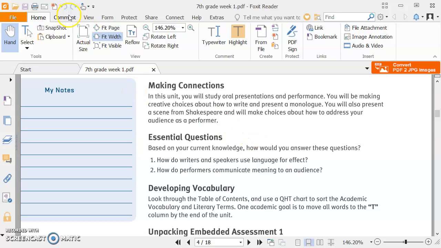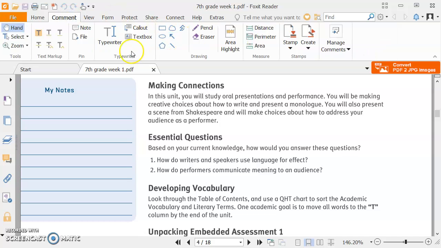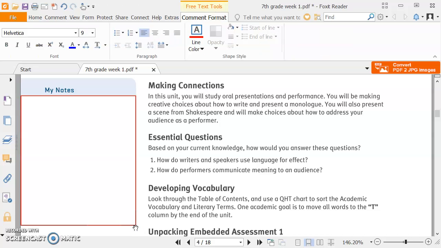So, as I showed you before, under this comments section, you could go to text box, and here is a space that says my notes. Feel free to answer both of your questions in that box over there. So for number 1, what I want you to think about is, what does it mean by effect? How do writers and speakers want to affect their audience? What do they want to do to their audience?